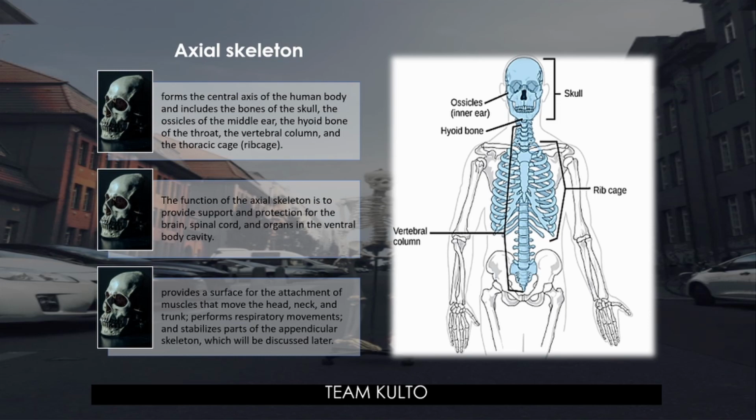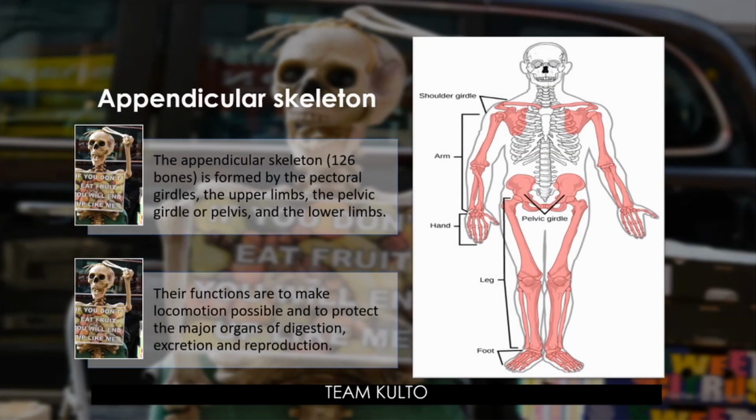Okay, appendicular skeleton, you guys. The human appendicular skeleton is composed of the bones of the upper limbs and lower limbs, the pectoral girdle and the pelvic girdle. The pectoral girdle acts as the point of attachment of the upper limbs to the body. The upper limb consists of the arm, the forearm, the wrists, and the hand. The pelvic girdle is responsible for bearing the weight of the body and for locomotion. It is also responsible for attaching the lower limbs to the body. The lower limbs, including the thighs, legs, and feet, support the entire weight of the body and absorb the resulting forces from locomotion.